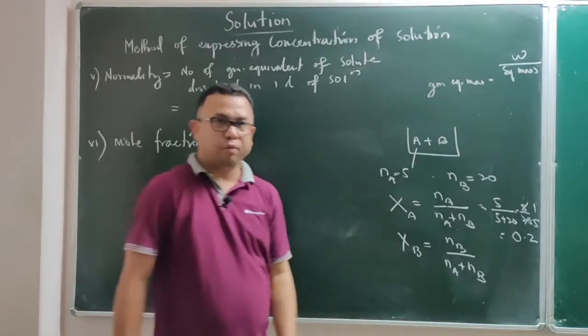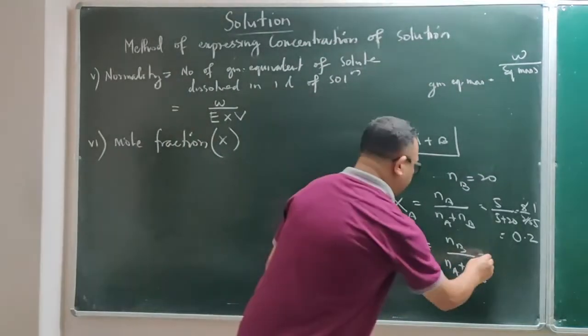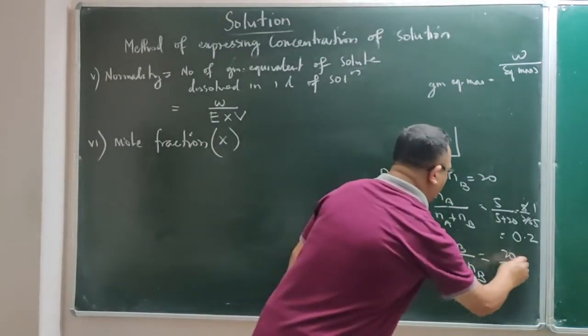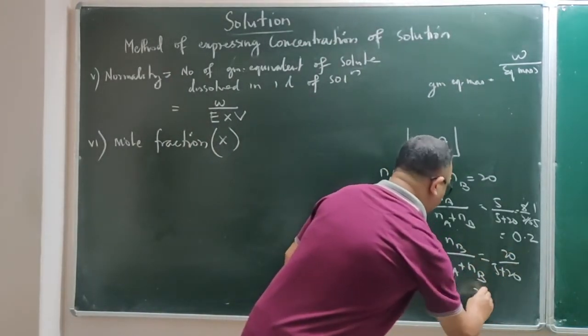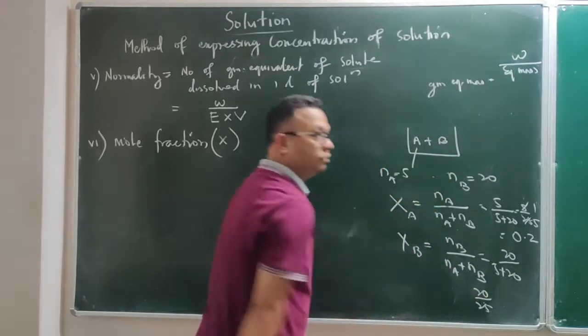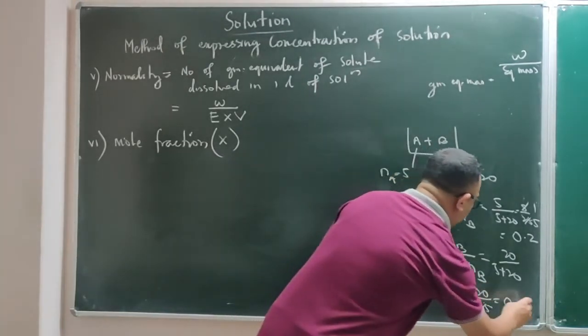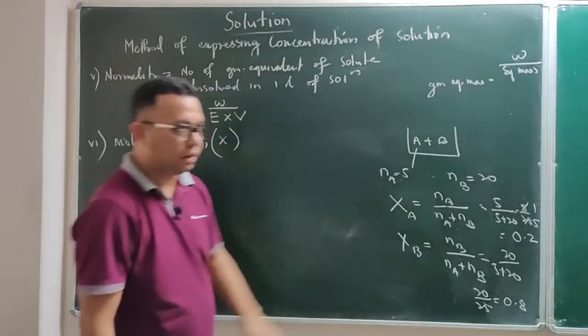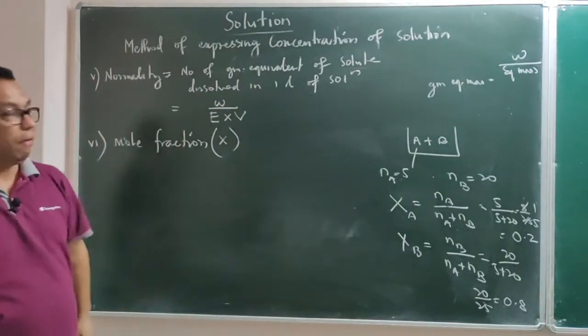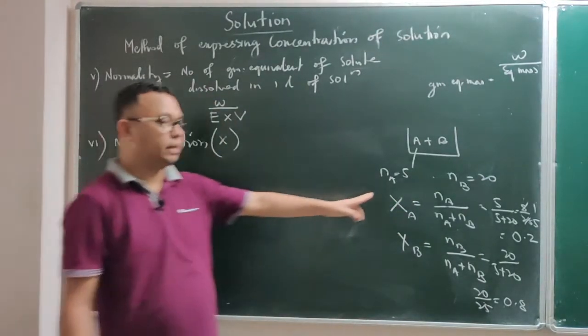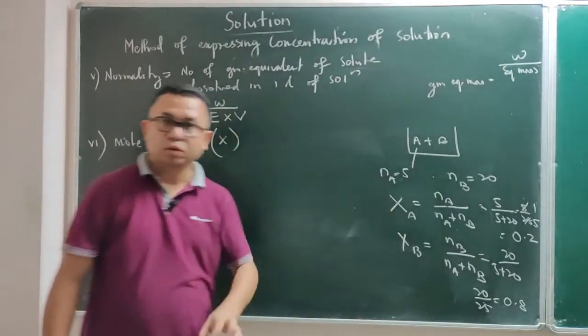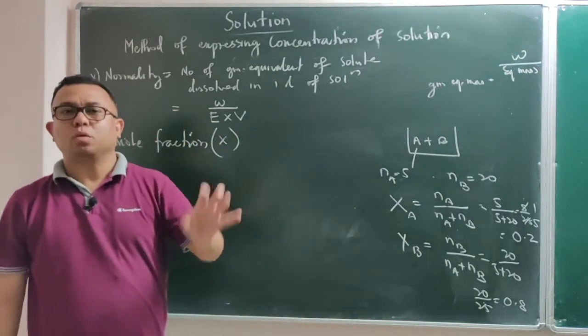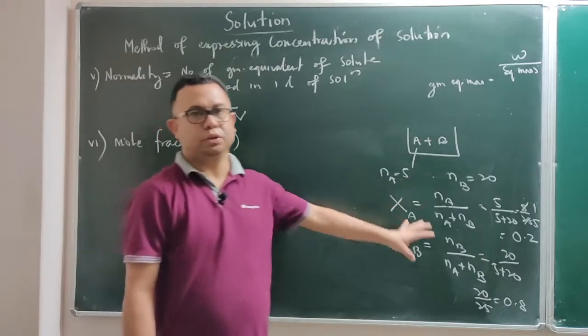Similarly, if I want to find the mole fraction of B, then number of moles of B is 20 over 5 plus 20. So that is 20 over 25, which if you cancel it will give you 0.8. Okay, I am coming to that a little later, but just now what I have said about mole fraction is that it is defined as the number of moles of that particular component to the total number of moles present in the solution.